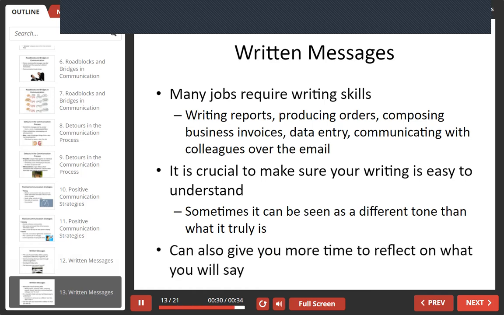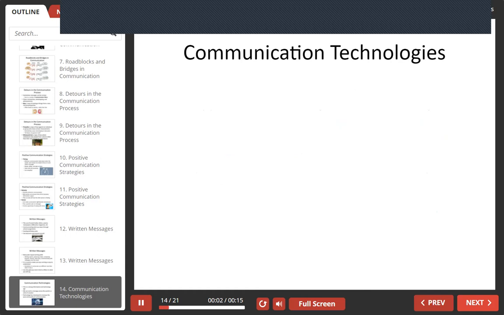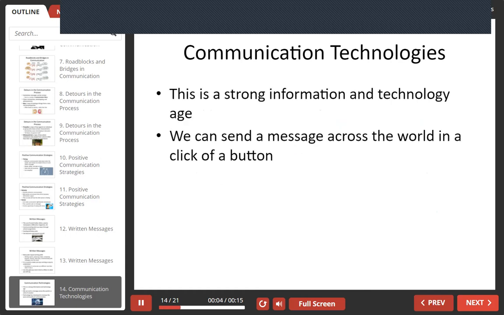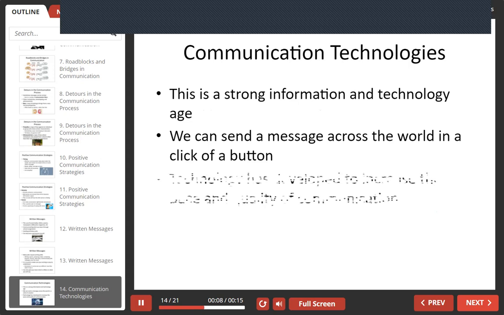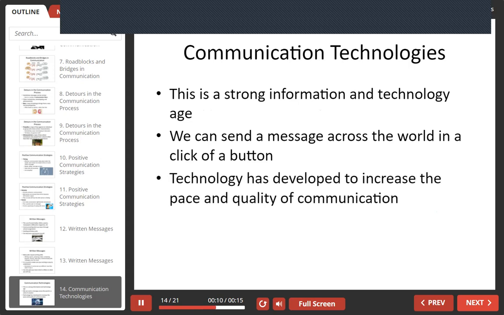And also, writing messages can give you more time to reflect on what you will say. Since this is a strong information and technology age, we can send a message across the world in a click of a button. Technology has developed to increase the pace and quality of communication.